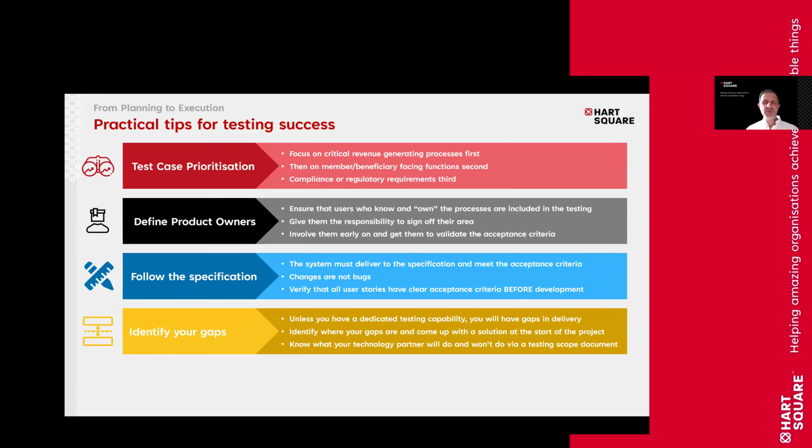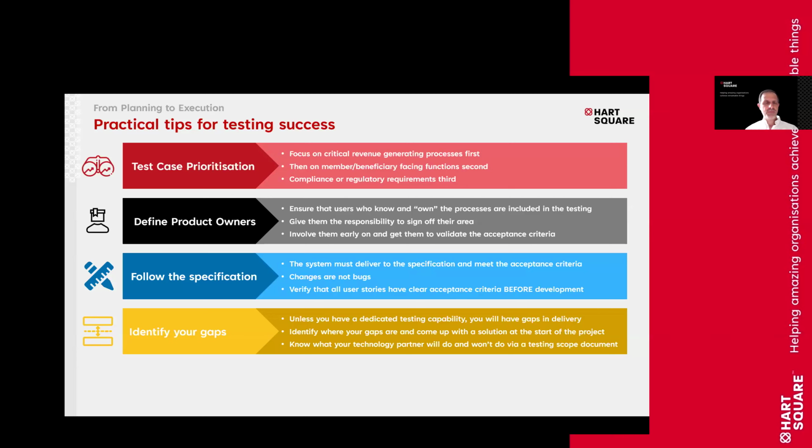Unless you have a dedicated testing capability, you will definitely have gaps in delivery. So address them early, identify where your gaps are, probably around resource and tooling, and come up with a solution at the start of the project. Know what your technology partner will and won't do via a proper testing scope document. Most of the technology partners will have this as quite a templatized boilerplate item that they can produce, and it's a good artifact to ask for in discovery so that you can get an understanding of how they're going to manage UAT. If there are any things that don't meet your expectations, again, you have time to address those if you're starting it early.